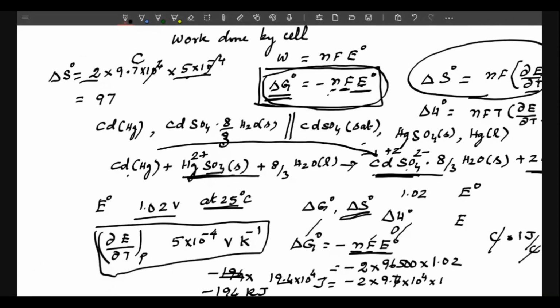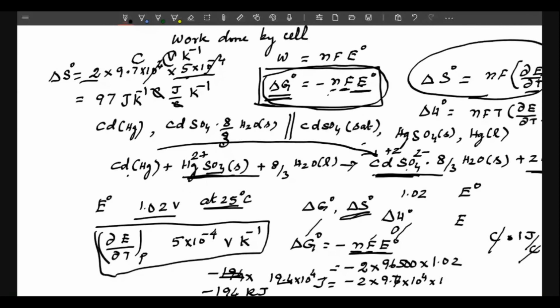5 into 10 power minus 4 is nothing but volt per Kelvin, and volt is nothing but joule per coulomb. So joule per Kelvin. This is the unit for the entropy change for the cell reaction.